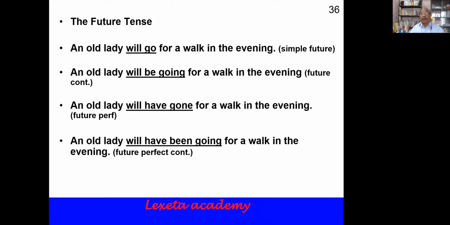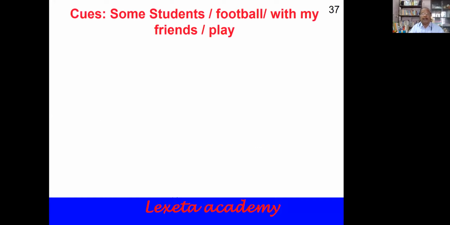See, now we got 12 plus 12, 24 sentences for only one verb. Only one verb, we got 24 sentences. Now let us take a plural form.